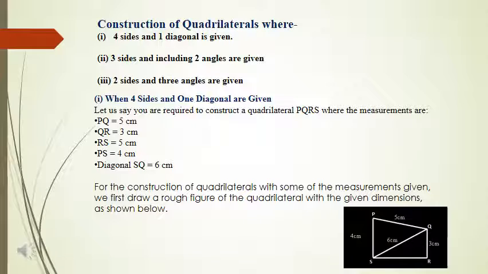First of all, we'll construct a quadrilateral when four sides and one diagonal are given. So students, we have to construct quadrilateral PQRS, where the lengths of the sides and one diagonal are given: PQ is equal to 5 cm, QR is equal to 3 cm, RS is equal to 5 cm, PS is equal to 4 cm, and its diagonal SQ is 6 cm.